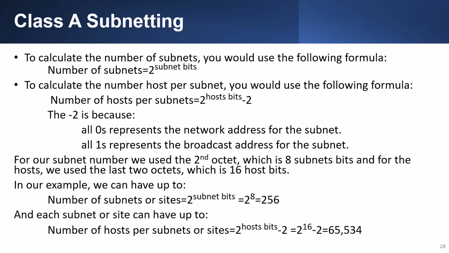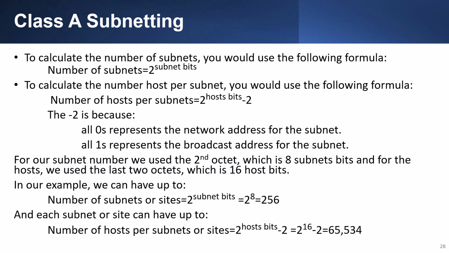To calculate the number of subnets, you use the following formulas. Number of subnets equals 2 to the subnet bits. And to calculate the number of hosts per subnet, you would use the following formula. Number of hosts per subnet equals 2 to the host bits minus 2. Of course, the minus 2 is because all 0s represent the network address for the subnet, and all 1s represent the broadcast address for the subnet. For our subnet number, we use the second octet, which is 8 subnet bits, and for the host, we use the last 2 octets, which is 16 host bits.